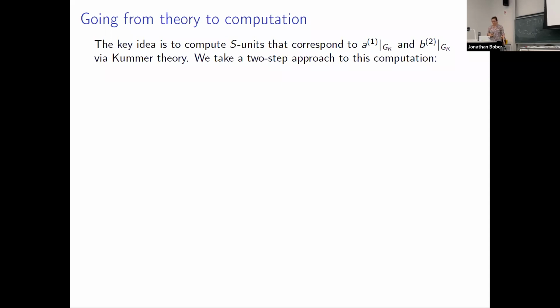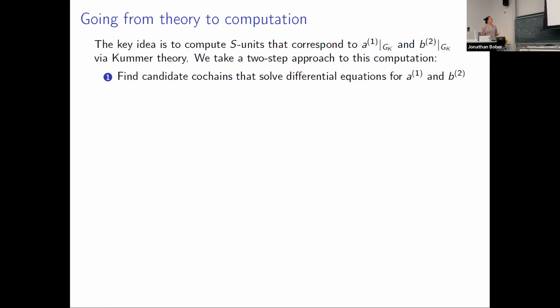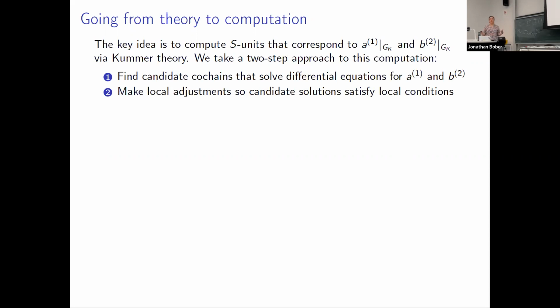And so we take a two-step approach that kind of mirrors how you might approach a boundary value problem in PDEs. So first, we want to find what we call candidate cochains that solve those two differential equations that I had up a slide ago. And then we're going to adjust them so that our candidate solutions satisfy the local conditions coming from R that I said quickly but didn't write down.